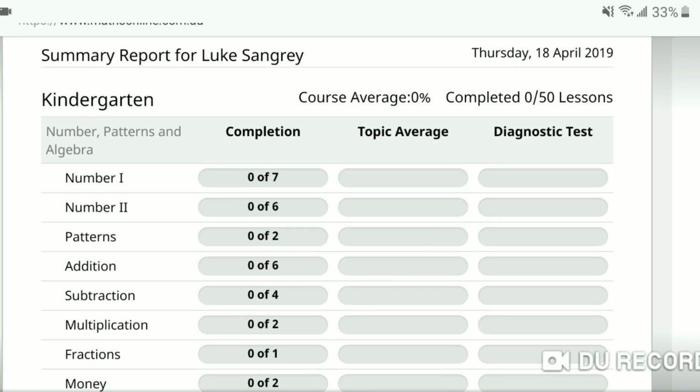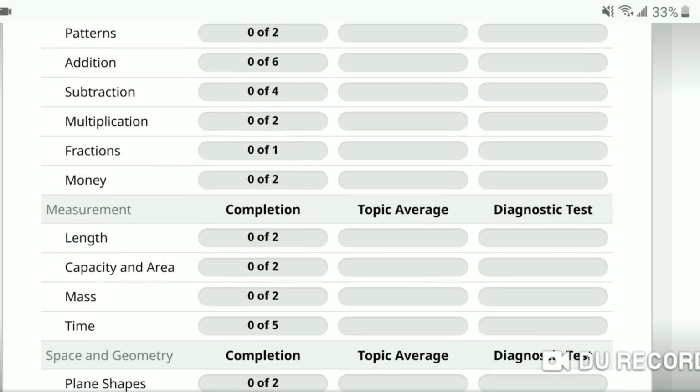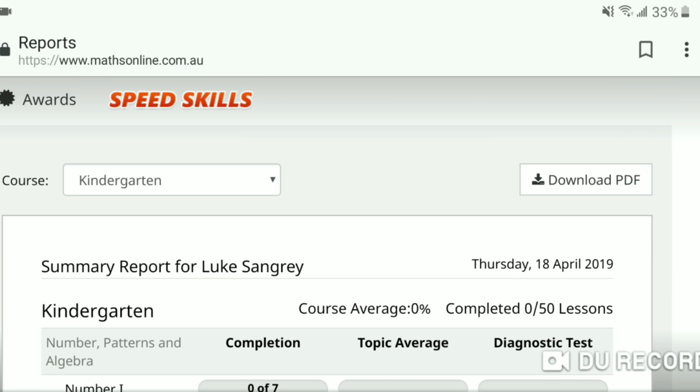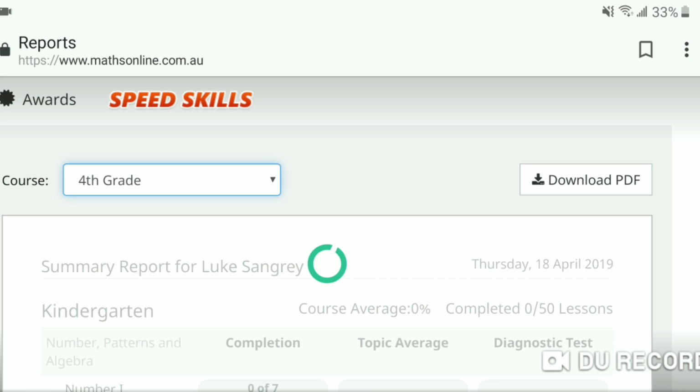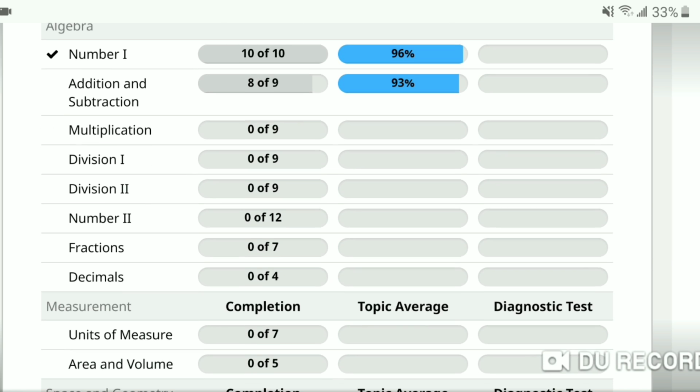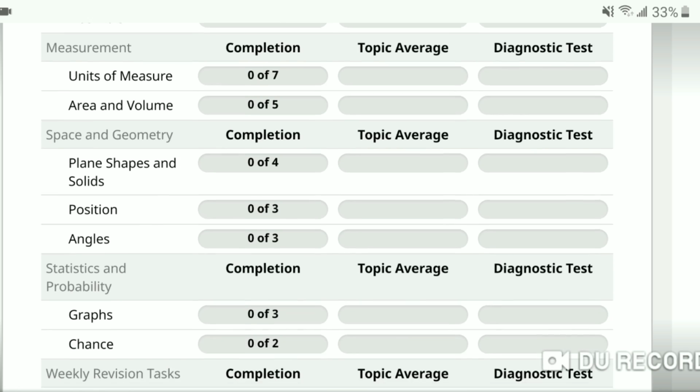Now, as you can see there, he hasn't done kindergarten for CTC Math. That's why there's nothing there. So I'm not even sure why that went on kindergarten for him right now. That's probably something that I did wrong. Oh, that's why, because I have to actually click on what he did. There we go. So that's what he's completed so far, and that is what he has not done so far.